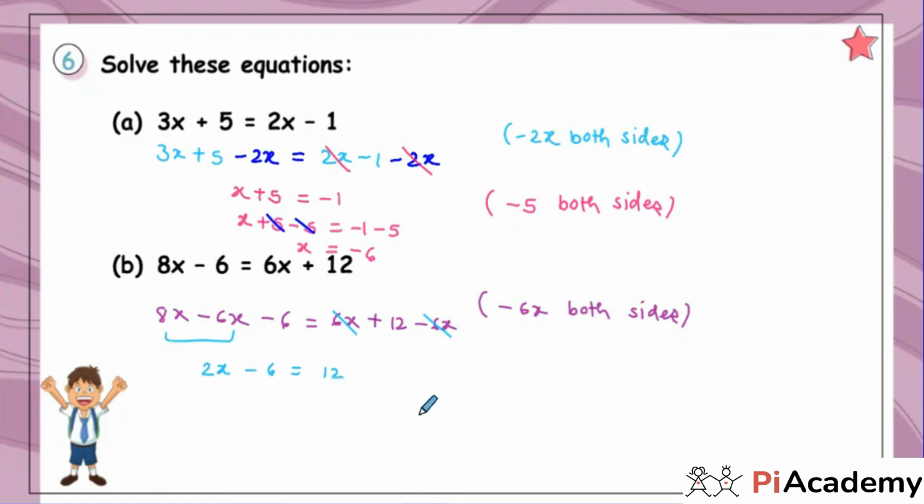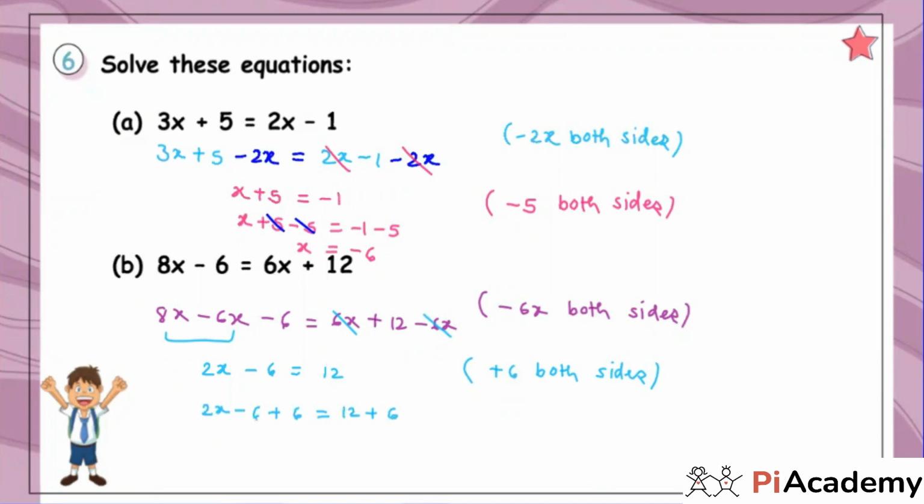So you add 6 on both sides after that. Yeah, so we are going to add 6 on both sides, okay? So what is going to happen? Then the 12 becomes 18, and you divide both of them by 2.